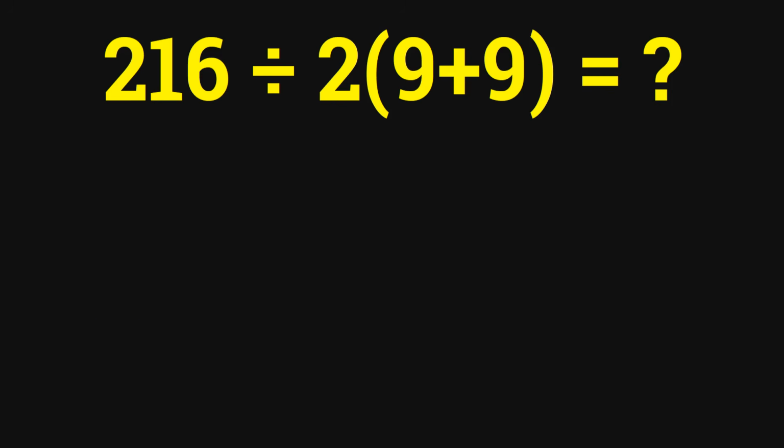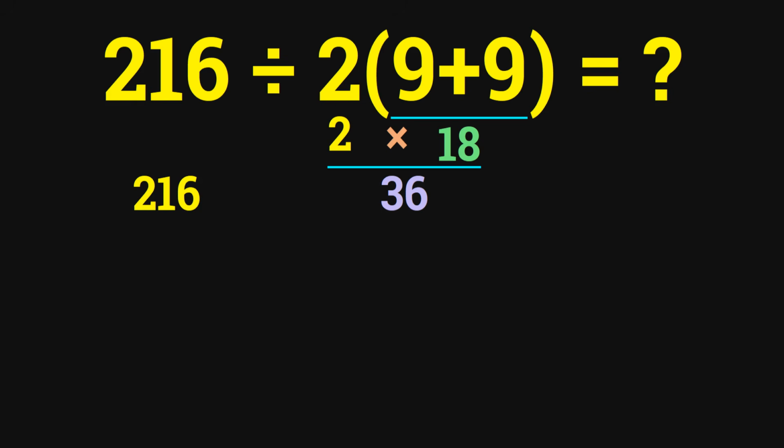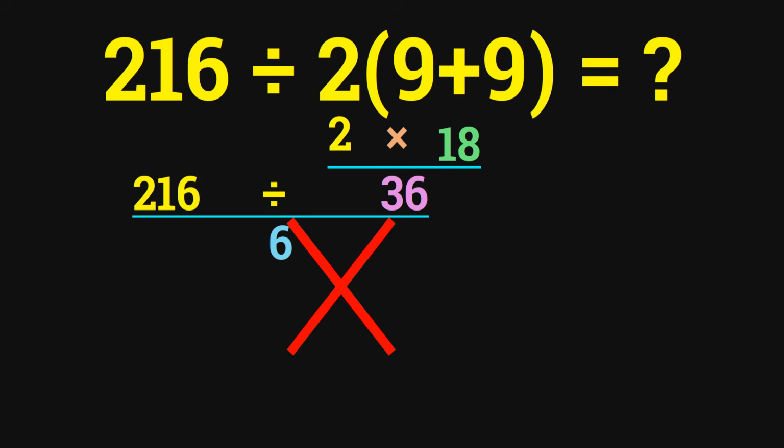9 plus 9 gives us 18. 2 times 18 equals 36. Drop down 216 and divide it by 36. This gives us 6. But this solution is wrong and this answer is not correct.